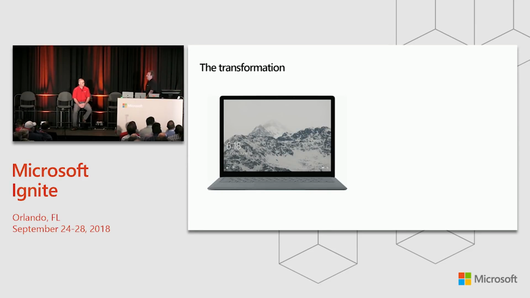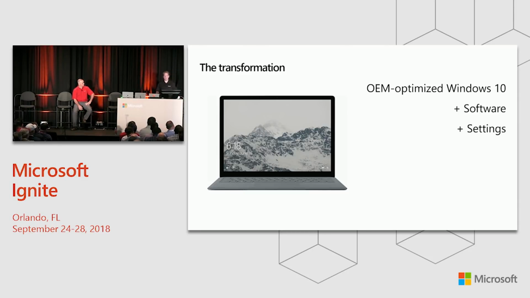So if we think about this from the IT perspective, we need to transform the device. How do we do that? Well, we start with that OEM-optimized Windows 10 pre-installed OS. That's typically Windows 10 Pro. We can step that up to Enterprise, no problem. You then layer on top of that all of your custom software load, which could include security suites, productivity applications, Office, everything else layered on top of that device.